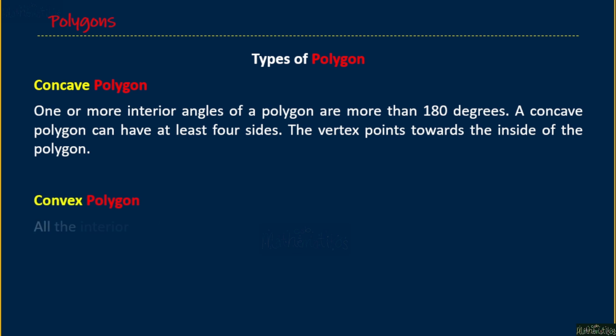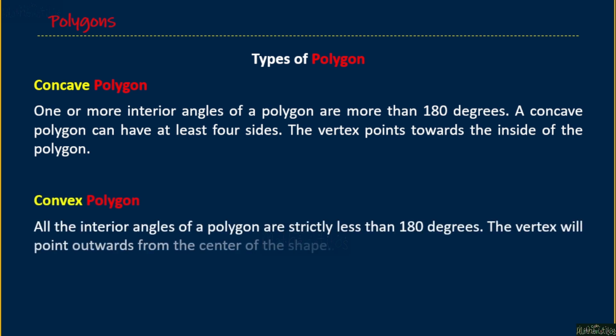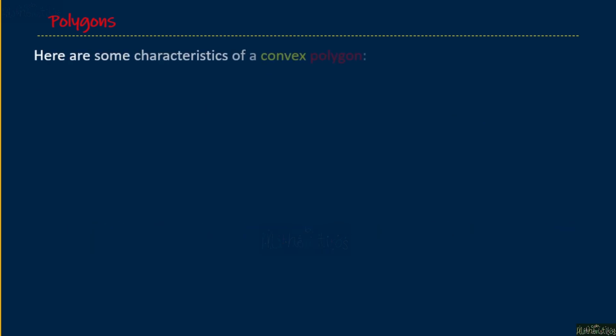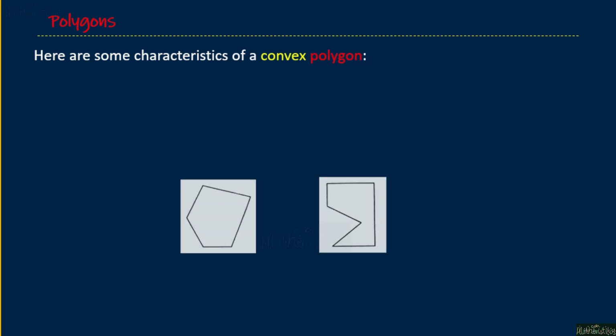So convex polygon. All the interior angles of a polygon are strictly less than 180 degrees. The vertex will point outwards from the center of the shape. So here are some characteristics of a convex polygon. So we have 2 polygons here. So this is an example of a convex polygon, and this one is a concave polygon.